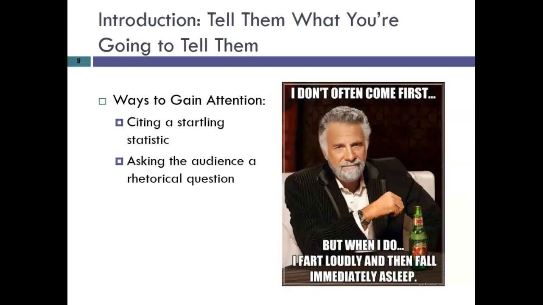Now, the next thing is you can get their attention by citing startling statistics or asking the audience a rhetorical question. So, for example, you can ask the question, how many different languages are spoken in the U.S.? Now, that's a rhetorical question. You could get someone to answer it, or you can actually say, we know there's lots of languages. How many languages do we think there are? Or you could just put up startling statistics.